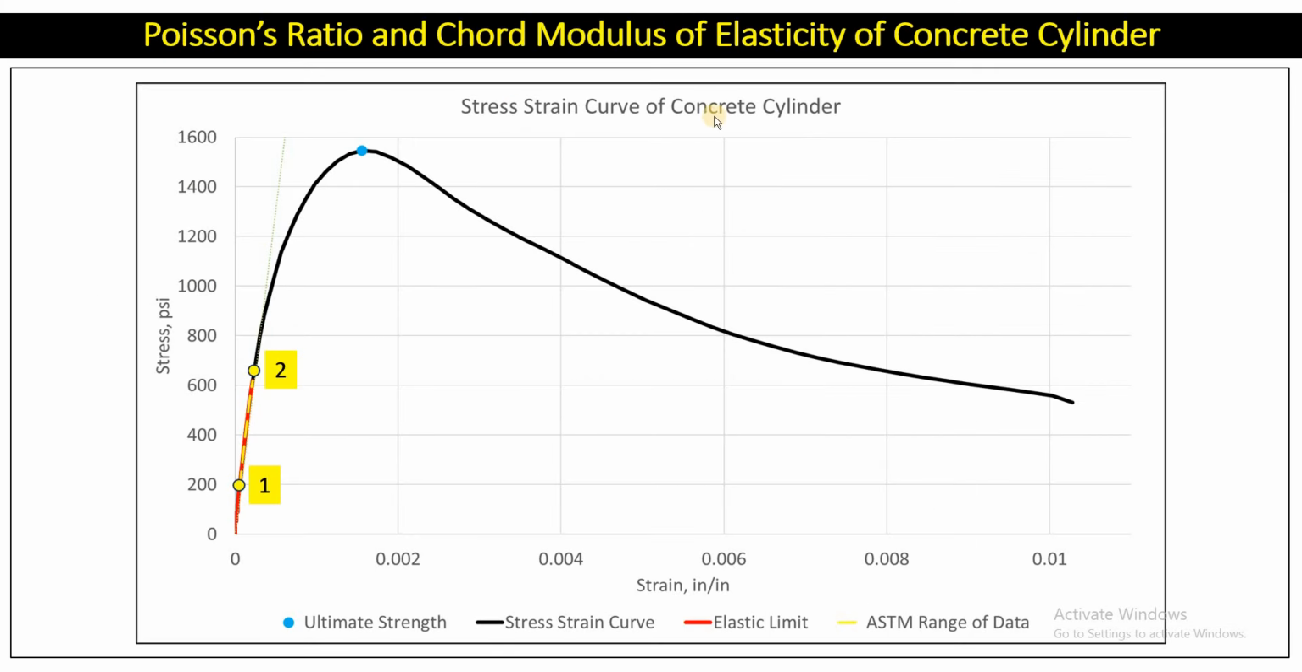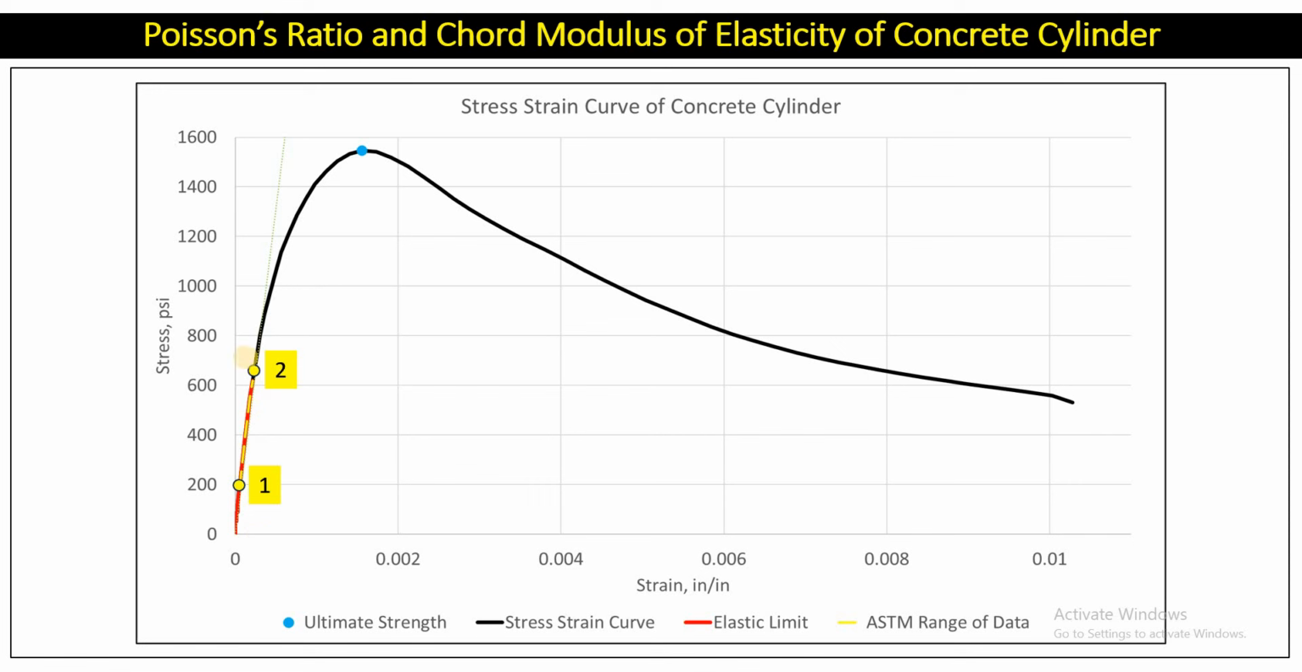So this is the stress strain curve for a concrete cylinder. This point here shows the ultimate strength of the cylinder. So the 40% of the ultimate load is point number 2. The stress at this point is S2 and the strain at this point is epsilon 2.